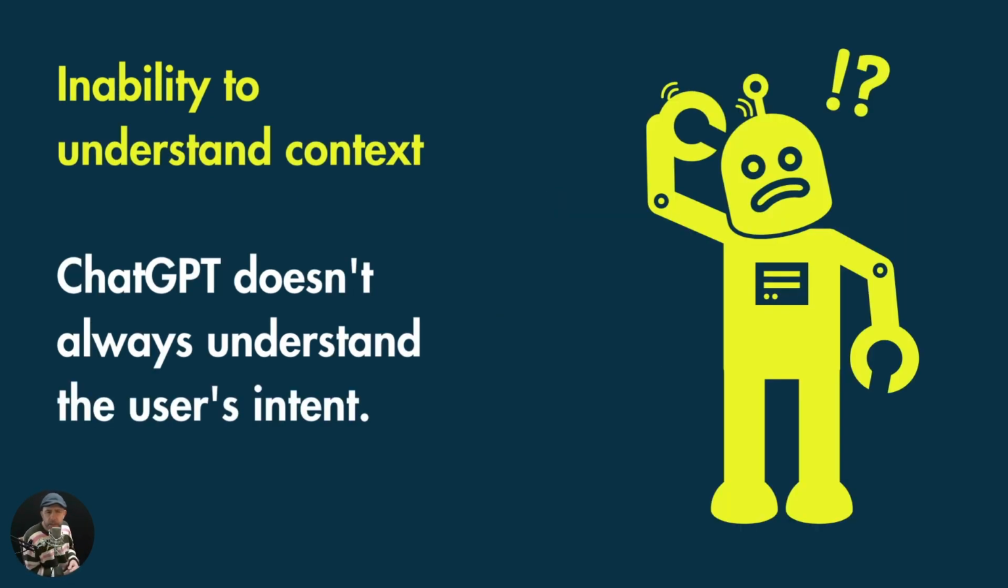Another thing that ChatGPT isn't great at is understanding context. It doesn't always understand the user's intent. So, for example, if you and I are having a conversation and I say something like, "Oh, what was the name of that big ship again?" You might understand that I'm referring to the Titanic. But if I asked ChatGPT that question, it probably wouldn't have a clue what I was on about. So, when you're using ChatGPT, it's really important to give it as precise an instruction as you possibly can.